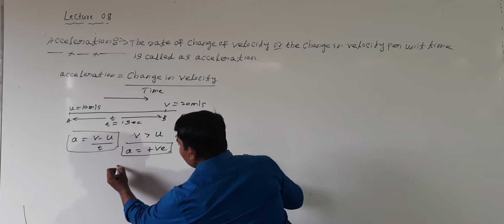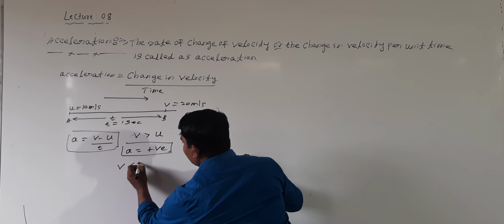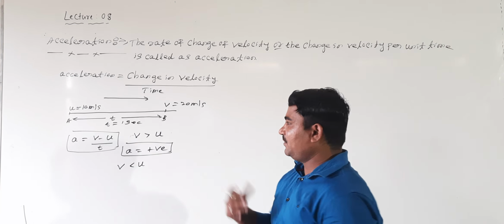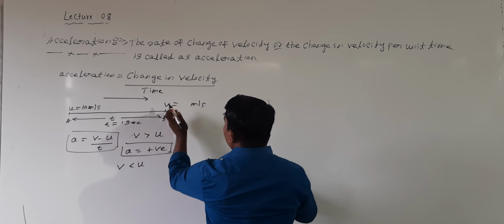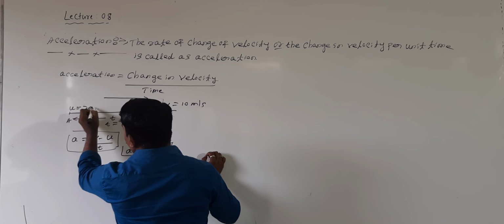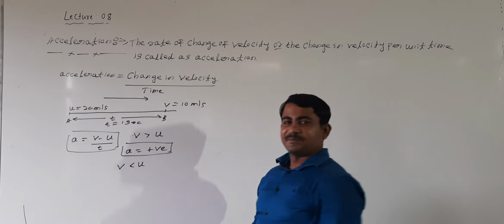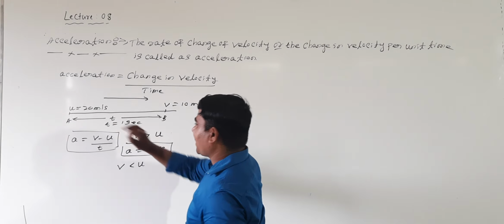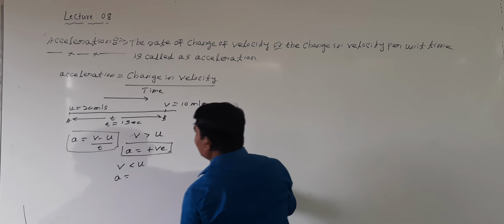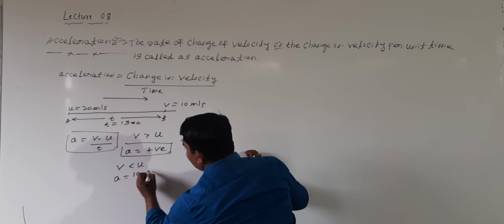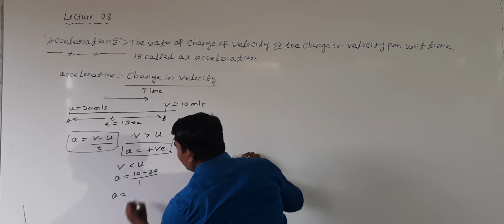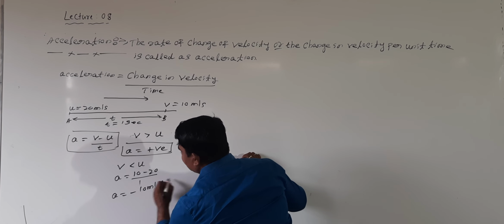In this case, if the final velocity is less than the initial velocity, then let us take this value as 10. Then what about the other value? This value is 20 meter per second, in the time interval of 1 second. Then acceleration means again final velocity, which is 10, minus initial velocity, which is 20, divided by 1. Acceleration, what did you get? That is minus 10 meter per second square.